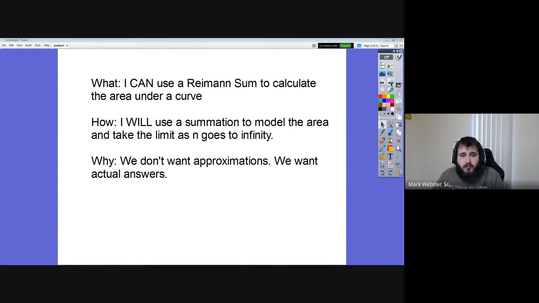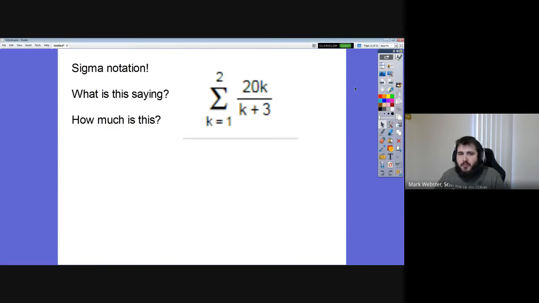How are we going to do this? We're going to use a summation to model the area and then take the limit as n goes to infinity. Why are we going to do this? Well, we don't want approximations. What we want are actual answers. And this is going to be sort of the first step into doing that. So let's go ahead and look at some stuff.